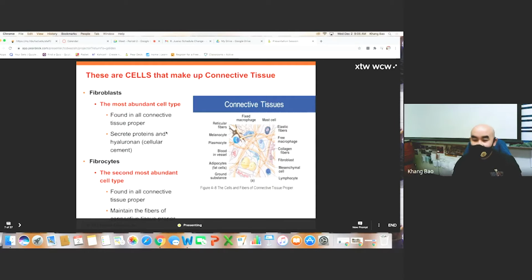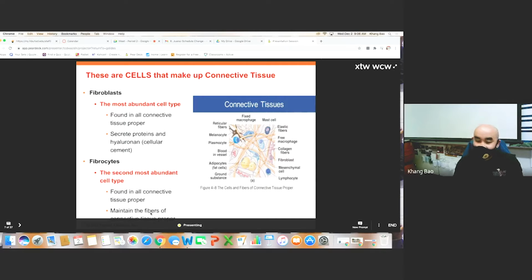What are fibroblasts? Its job is to secrete protein and hyaluronin, which is cell cement. So its job is to kind of cement all these cells together, holding all these cells together. So that's why they're the most abundant. It's called fibroblast. And then you have fibrocyte, which is the second most abundant.